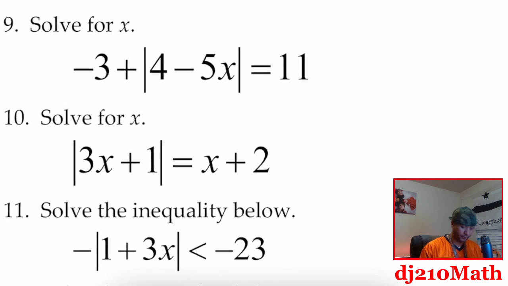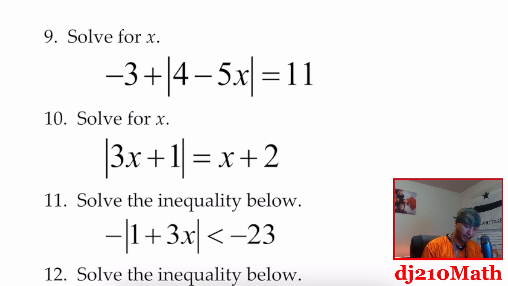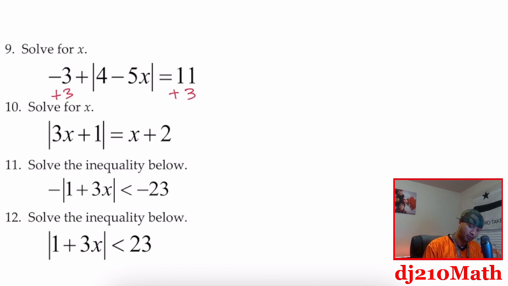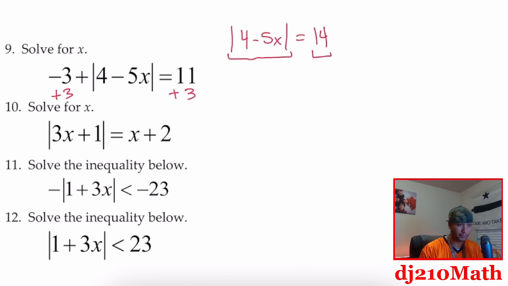All right, solve for x again. Again, I'm going to add 3 to both sides. I got to do the opposite to isolate the absolute value. So we get absolute value 4 minus 5x, which is equal to 11 plus 3, 14. All right, absolute value is isolated. It equals a positive number. So we're good. We can move on to the next step.